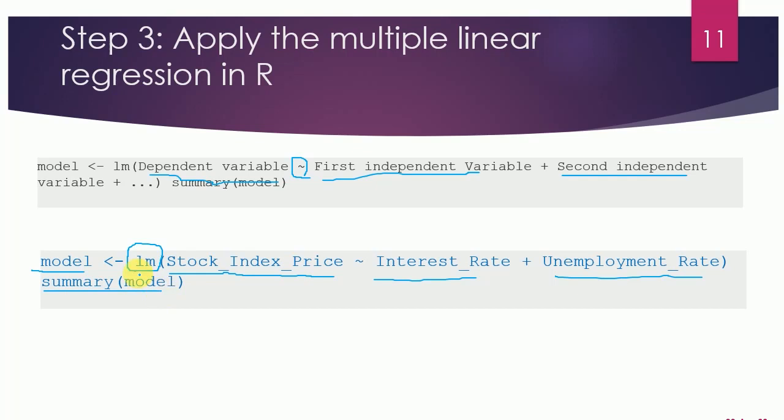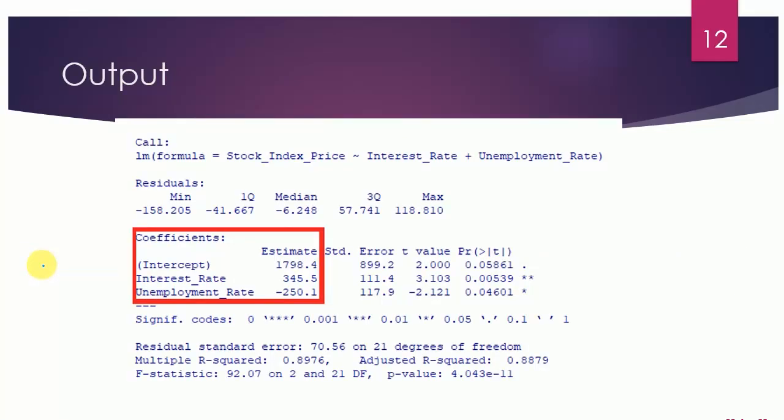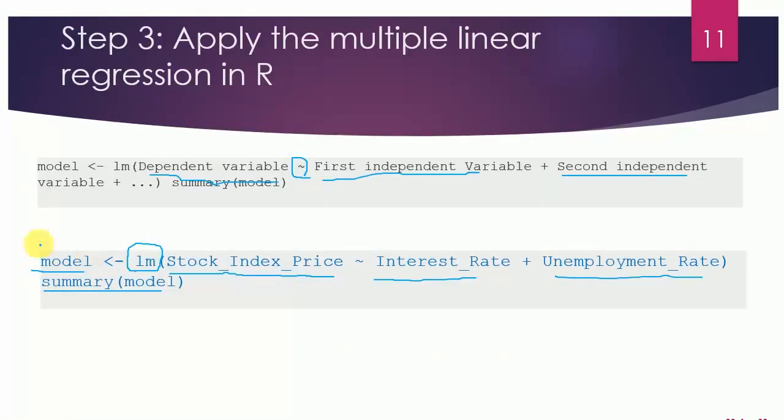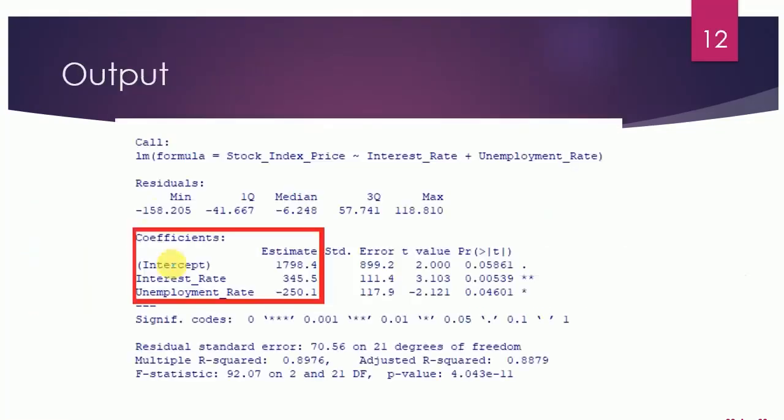Now let's print. I have taken this in R and the output looks like this. lm equals lm(formula) equals this. Now the output of summary is like this.